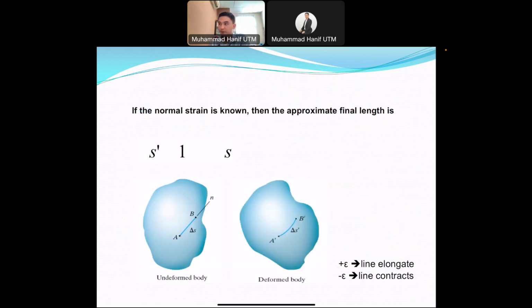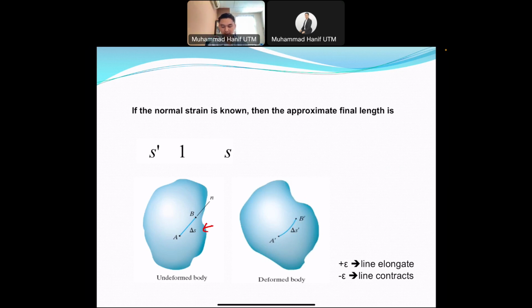Okay, this is the illustration. Just want to show you how we can calculate the approximate final length of the line segment. Refer to the picture first. You have two different bodies. The first one is the undeformed body, the second one is the deformed body. The undeformed body has a straight line from A to B, with a distance delta S, the original, initial length.